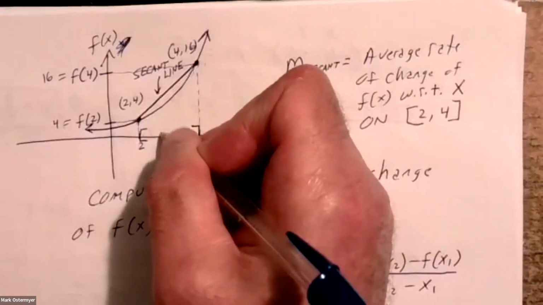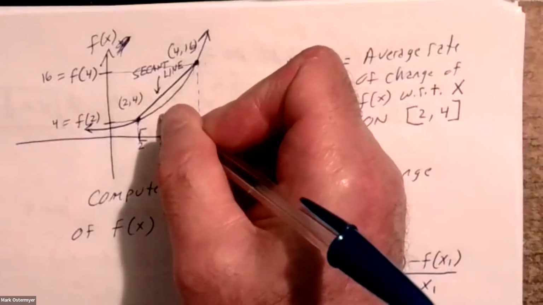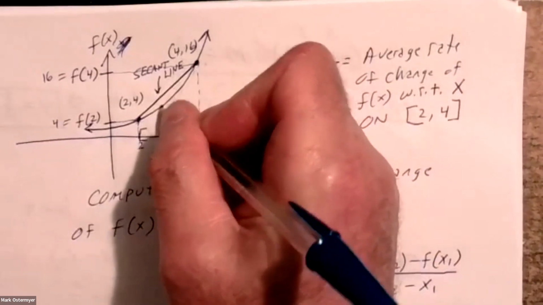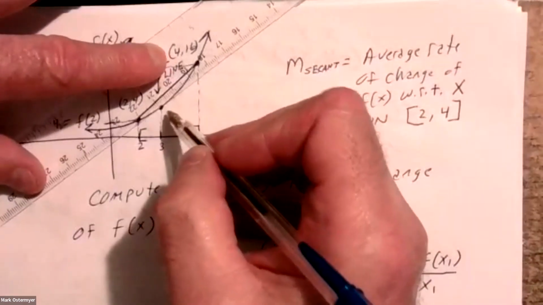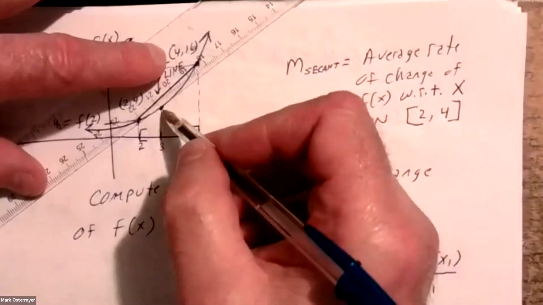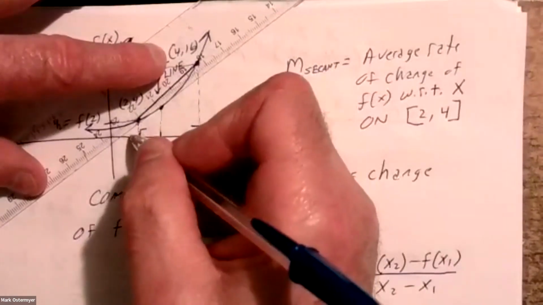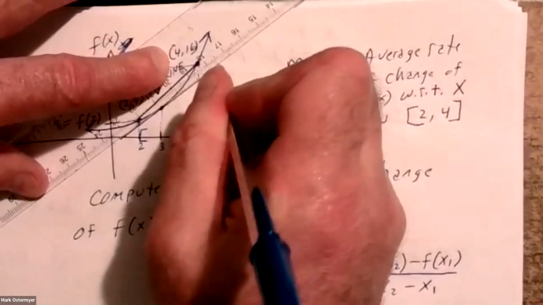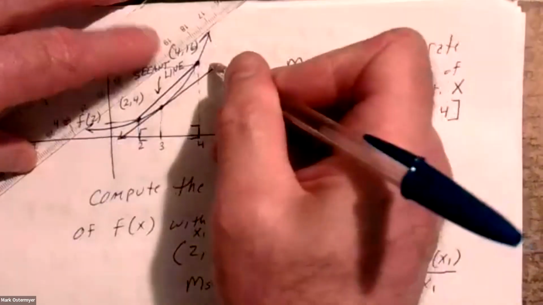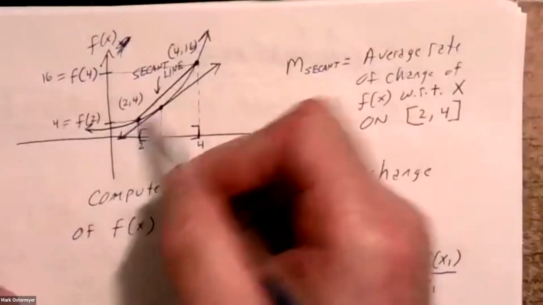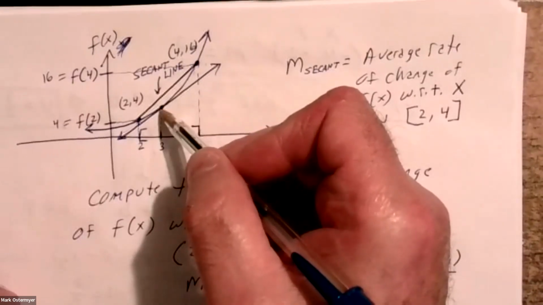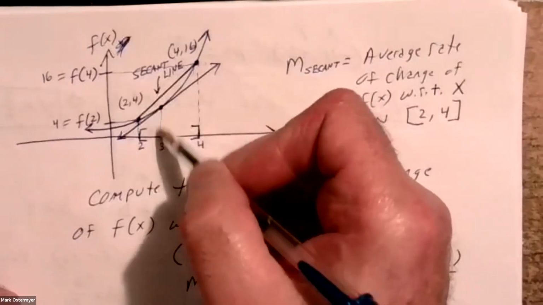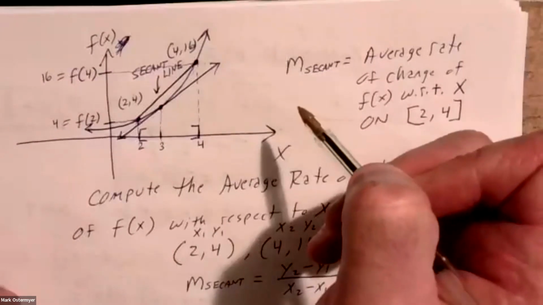For instance, if I wanted the instantaneous rate of change of f of x with respect to x precisely when x is equal to 3, well, ladies and gentlemen, geometrically speaking, that instantaneous rate of change of f of x with respect to x precisely at x equals 3 is going to be the slope of not a secant line, but the slope of something called a tangent line. And the slope of this tangent line that touches this graph precisely at x equals 3 is called the instantaneous rate of change of f of x with respect to x precisely at 3. That's called the instantaneous rate of change.